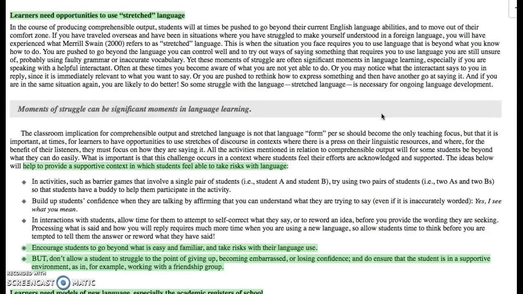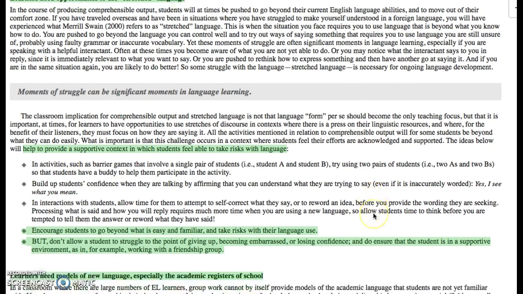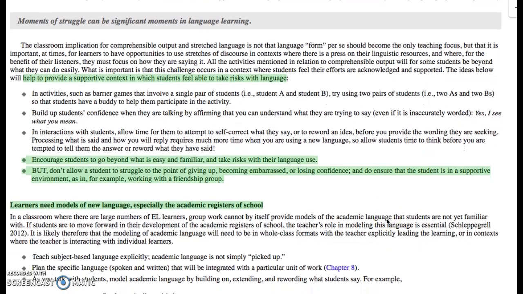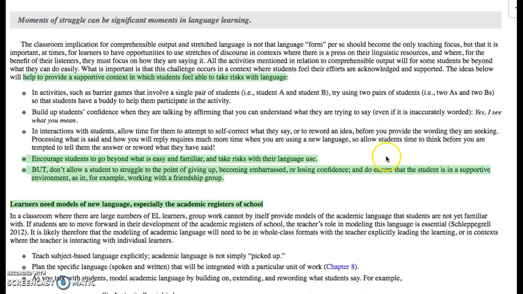This past summer I had firsthand experience with this. I'm not very fluent in Spanish, although I do understand some basics, and I traveled to South America, and everyone is obviously fluent in Spanish there, specifically Chile and Peru, the countries that I visited. I had to use stretched language all the time because I was trying to find the words to communicate with native Spanish speakers there. So moments of struggle can be significant moments in language learning for our EL students.